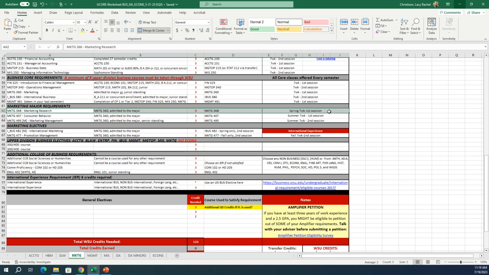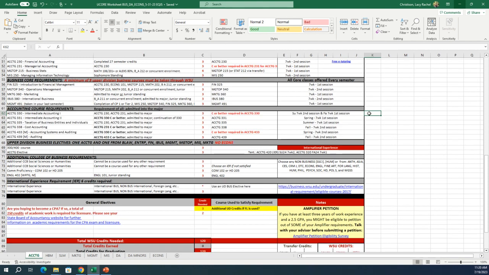So you want to ensure that you're planning accordingly to take this course when it's offered and that you have the prerequisites to do so. The prerequisites in this planning worksheet can be found in the second column. Marketing is relatively simple. For most of the major courses within marketing, the prerequisites are that you have Marketing 360 completed and are admitted to the major, and there also might be some class standing prerequisites.